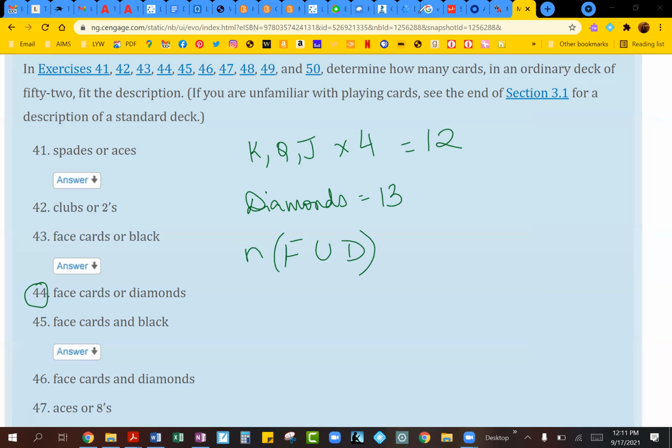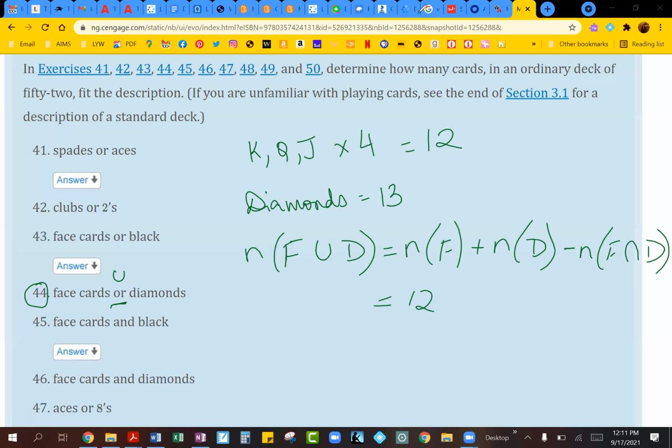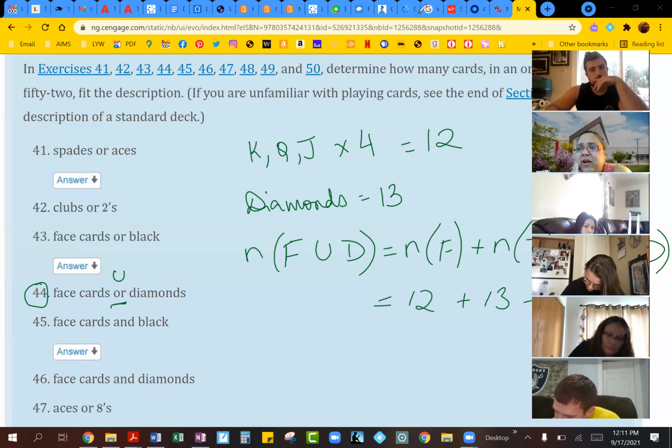Very nice. Yeah, so kind of like what we just did with the vegetarian and the gym example. Since they're asking us for or, we know that's a union. So you're actually falling back on that same formula we just used: total number of face cards plus total number of diamonds. But then from this, you have to subtract any overlapping area, so that would be the intersection between the face cards and the diamonds. So we've got 12 face cards, 13 diamonds. How much will be in the overlapping area between face cards and diamonds?